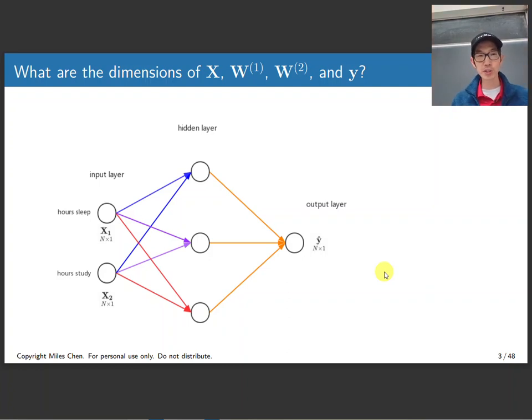So the first question is, if this is our neural network with a 2 nodes, 3 nodes, 1 node structure, what are the dimensions of x, w1, w2, and say y? So, well, x is easy. We have n observations, so we're going to have n rows. We have 2 columns, so that's going to be n by 2. But what is the dimension of the w1 matrix, your first weight matrix?